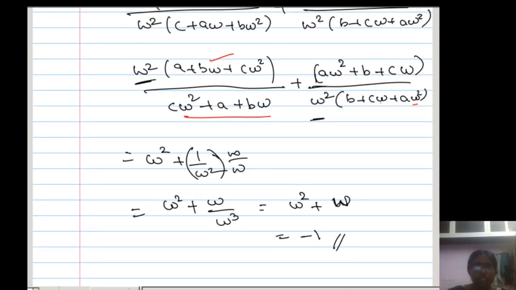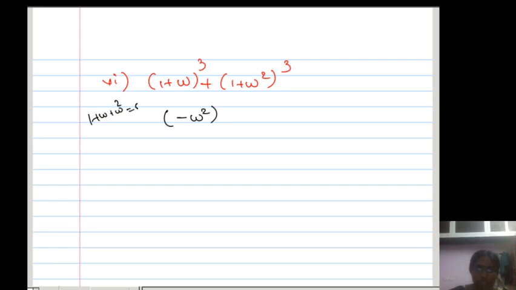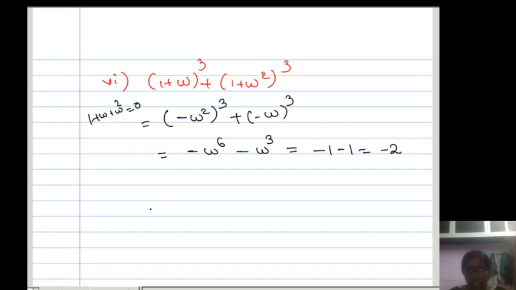Okay, so next, last problems: the sixth one and the seventh, two problems. So what are they? (1 + ω)³ + (1 + ω²)³. See what happened here: 1 + ω can be written as −ω², is it? Because I know that 1 + ω + ω² is 0, by that, −ω², cubed. And 1 + ω² can be written as −ω, cubed. So −ω⁶ plus −ω³, but I know that ω⁶ is 1, ω³ also 1. So −1 − 1 is −2.